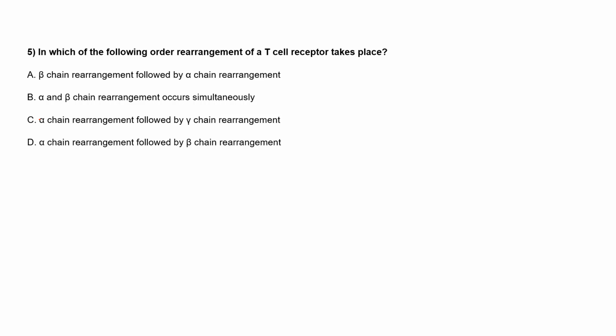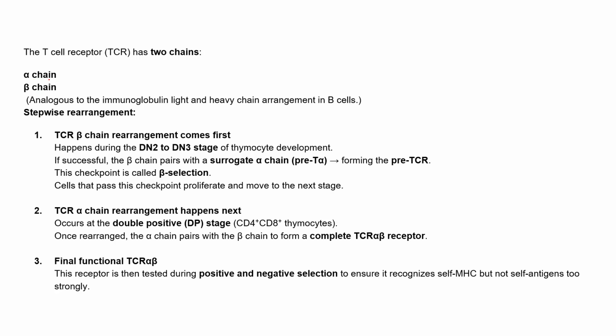Ma'am, option A, beta chain rearrangement followed by alpha chain rearrangement. Okay, so anyone else? Okay, then let's see the right answer. Very good, you are right. Option A is the right answer, that is beta chain rearrangement followed by the alpha chain rearrangement.